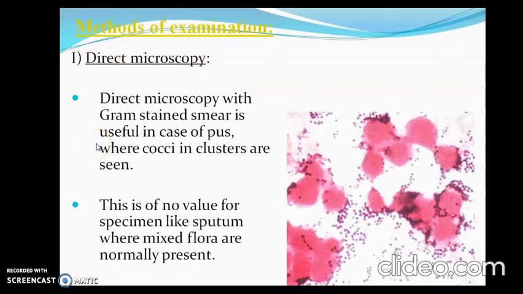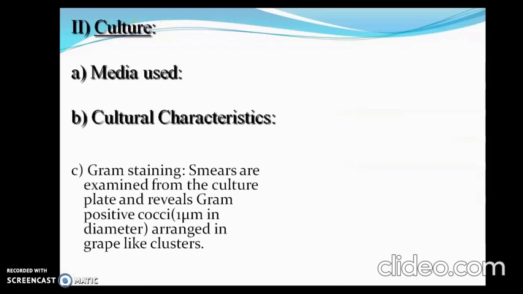First method of examination is direct microscopy. Direct microscopy with Gram-stain smear is useful in case of pus, where cocci in clusters are seen. But this is of no value for specimens like sputum, where mixed flora are normally present. And also the diagnosis may be readily made with cultures.